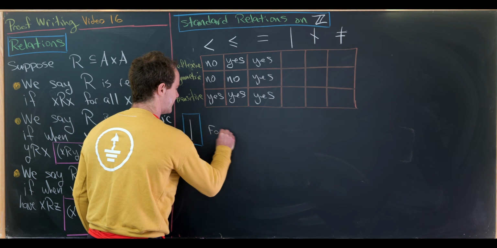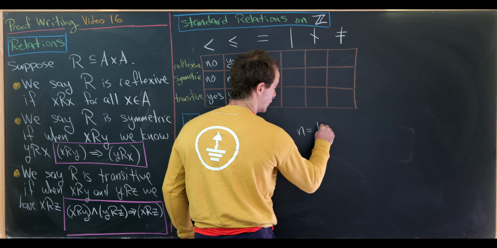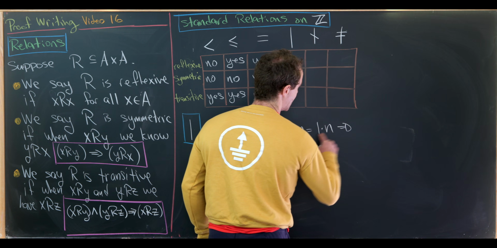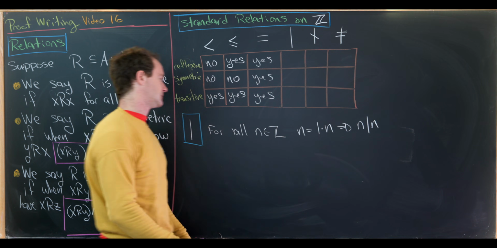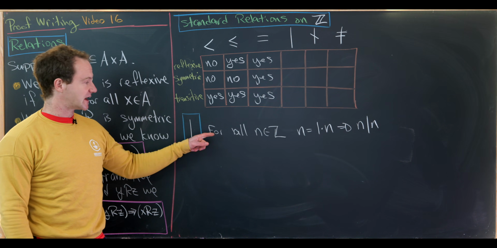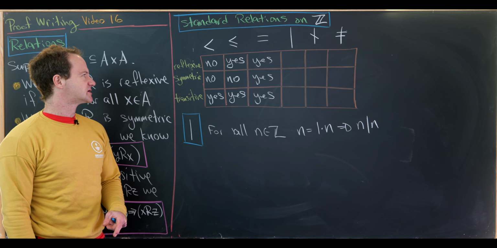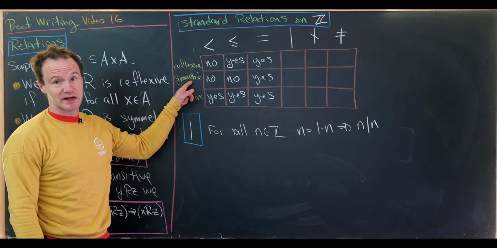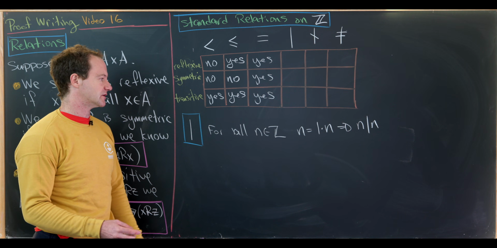That's because for all integers n, we can write n as 1 times n, but writing it as something times n means n divides n. So notice to prove that it's reflexive, we had to prove this universal statement. We had to do something. Whereas to prove that it is not symmetric, which we're about to do, all we have to do is give a counterexample. So that's important to notice.